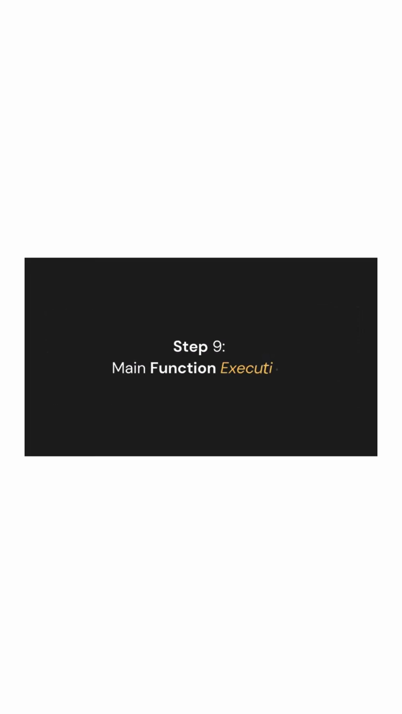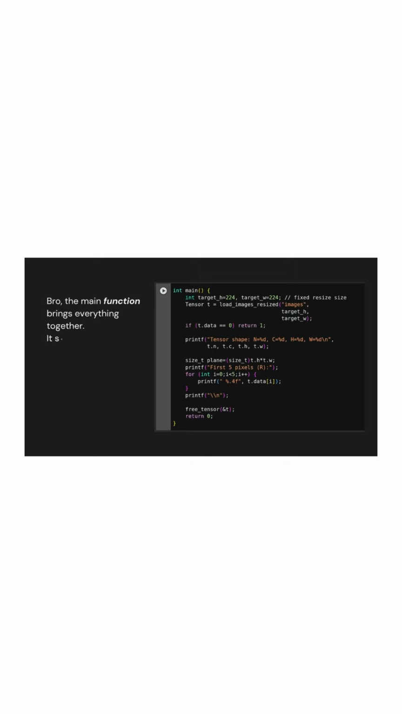Step 9. Main function execution. Bro, the main function brings everything together. It sets the target image size to 224 by 224, then it loads all images in the images folder. Finally, it prints tensor details and some pixel values.